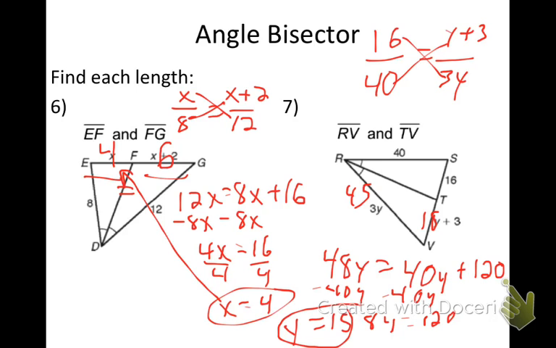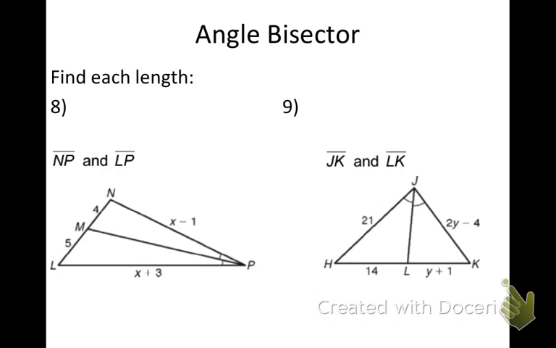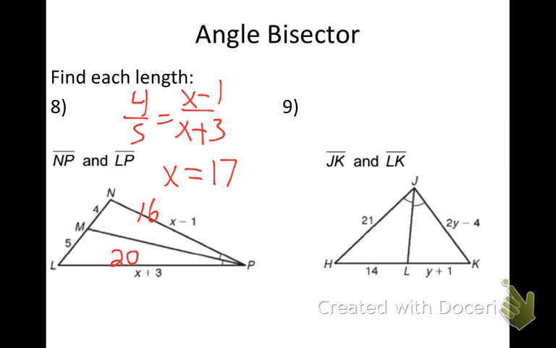Take a couple seconds here and try now the next two. Try numbers 8 and 9. So number 8, what proportion did you use to set this up? Nick, what kind of proportion did you use to set it up? Drew? 4 over 5 equals x minus 1 over x plus 2. That would work, sir. Wow, good job. And then you use cross products and you end up getting x to equal what, Camden? X equals 17, which means my side lengths are 16 and 20. Good work, sir.